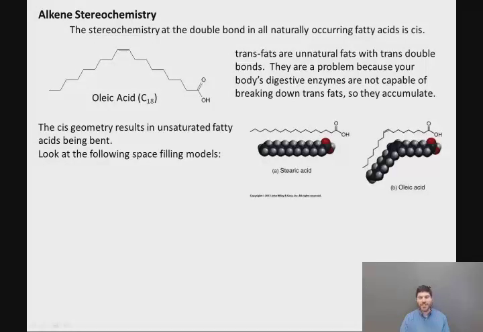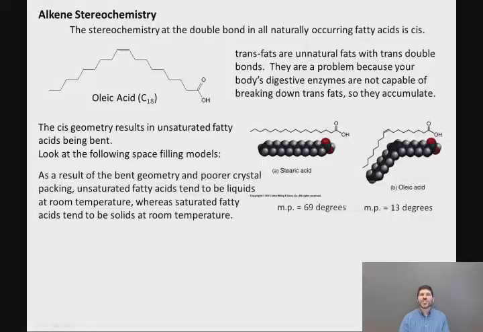Okay, so back to the shape. The cis geometry results in unsaturated fatty acids being bent. And that's especially clear in these space-filling models. Stearic acid is the 18-carbon saturated fatty acid. Oleic acid we've actually met. And oleic acid, as you can see, is significantly bent relative to stearic acid, which can basically form a straight chain.